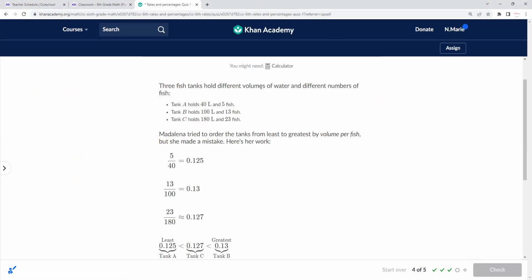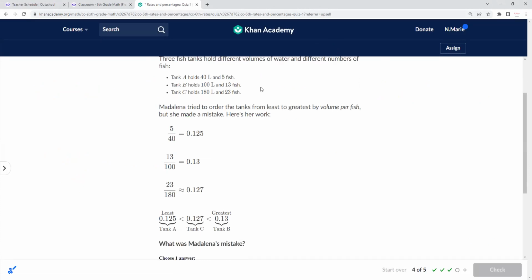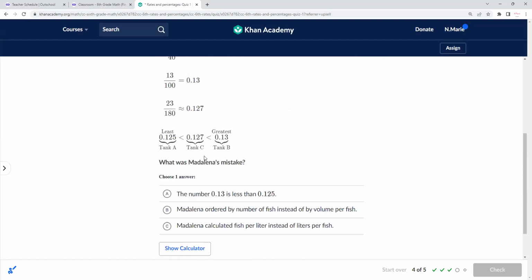3 fish tanks hold different volumes of water and different numbers of fish. Madalena tried to order the fish tanks from least to greatest by volume per fish, but she made a mistake. Here's her work. She did 5 over 40. So it looks like she's doing fish over liters. She probably should have done liters.